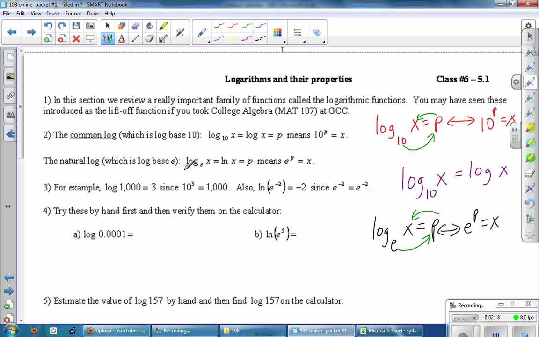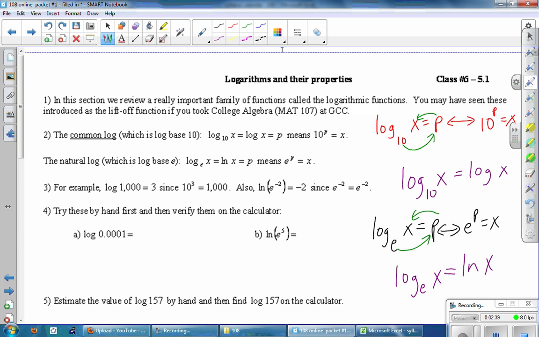But again, we're going to be a little bit lazy here. Instead of writing log base e, because that base is really, really important for us, we're just going to write ln x. So if you see ln, it's implied that the base is e. If you see log with no base, it's implied the base is 10. ln stands for logarithmus naturalis, natural log, but in Latin.